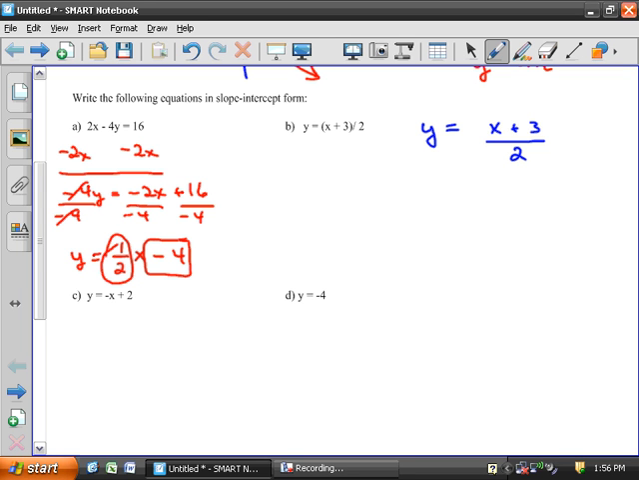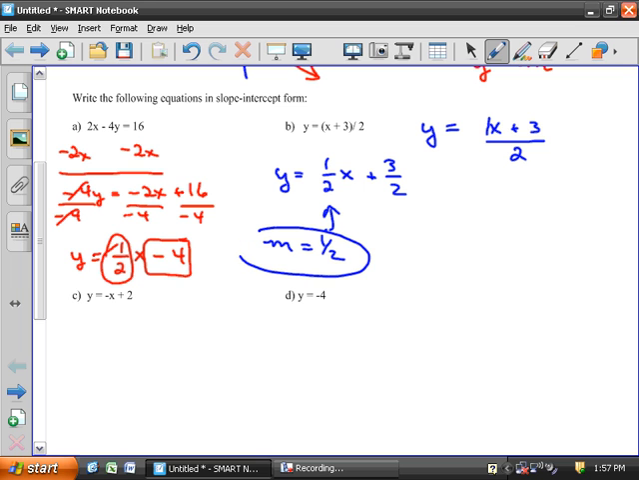All right, so as I rewrite this, what I realized is that x is being divided by 2 and 3 is being divided by 2. So I could rewrite this as y equals 1/2 x, because there's really a 1 sitting in front of that x that we take for granted, plus 3/2. Once I've done that, I have my slope sitting right there. My slope is equal to 1/2.